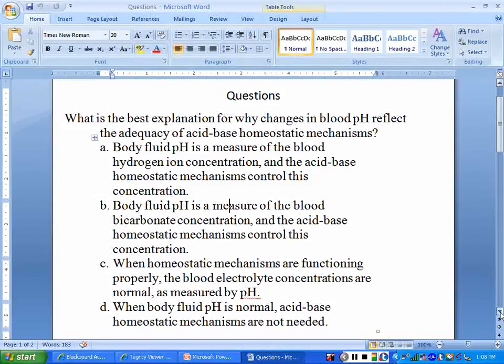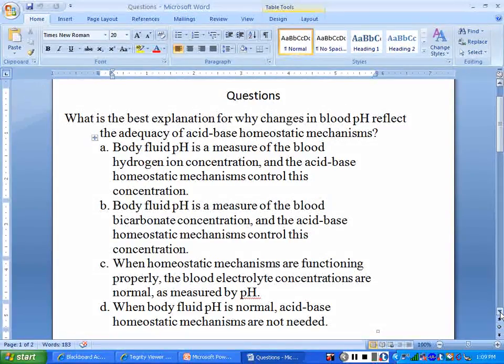C: When homeostatic mechanisms are functioning properly, the blood electrolyte concentrations are normal as measured by the pH. Does the pH measure electrolytes? No. So we can go ahead and cross C out, right? D: When the body fluid pH is normal, acid-base homeostatic mechanisms are not needed. That's what keeps it normal. So we can cross D out, right? So what's the answer?